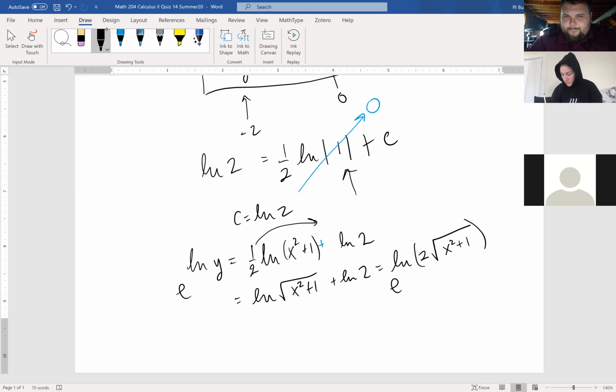Well, no, because I had the absolute values, but then I got rid of the ln, which would have removed the absolute values. So my general answer would have been y equals the square root of x squared plus 1 times c. I did the same thing.